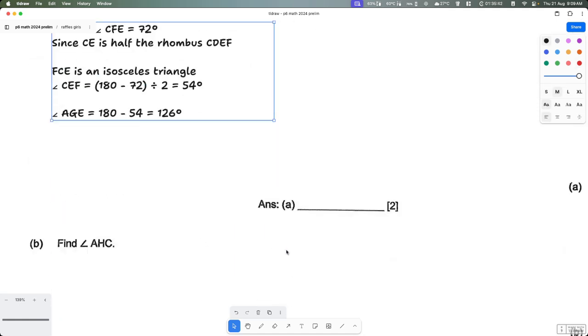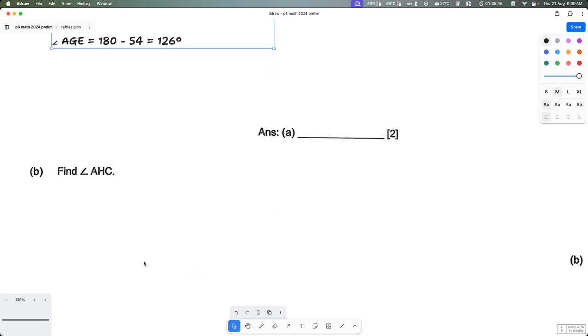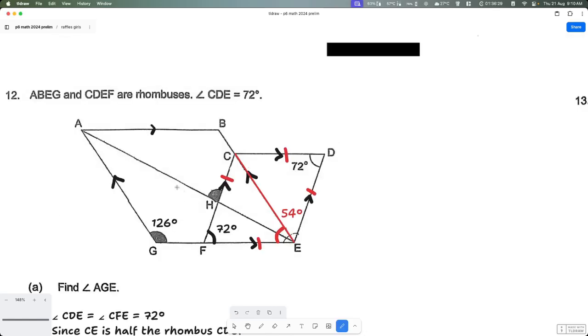Part B says find AHC. So AHC is this angle over here. To get this angle, because these two lines are straight, these are vertically opposite. Let me put this as green. We need to get this green angle. In order to get this green angle, we also need to get this blue angle over here. How do we get this blue angle? This blue angle is basically half of 54.